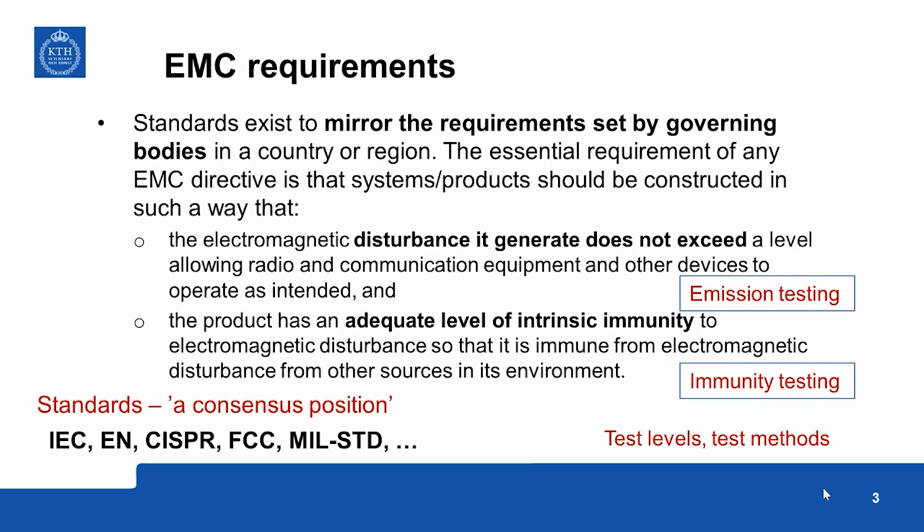So one is that the emission should not be more than a certain level. This is covered by various instructions on how to test for emissions from equipment and devices, so that other devices are working as intended without disturbance. Then when it comes to immunity testing, adequate levels of intrinsic immunity are specified, and test methods for that are also specified, so that equipment is working in its intended environment as it should.